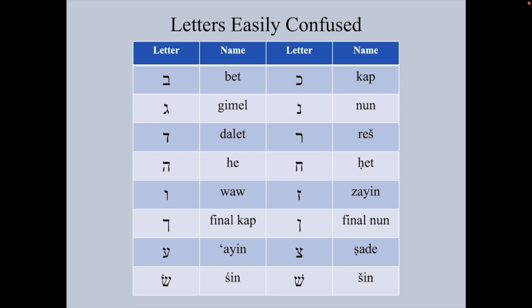The difference between the vav and the zayin is that the zayin has a little tick that goes off to the right. The final kaf and the final nun can be distinguished by the fact that the final kaf has a much longer cross stroke at the top.